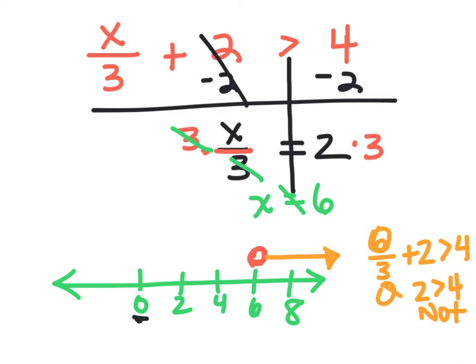And then last thing, remember you have to write an inequality that shows everything bigger than 6, so I'm going to say x is bigger than 6. In this case, this picture shows that 6 does not work, but every number right after 6 does.